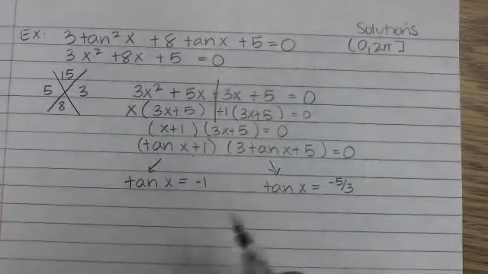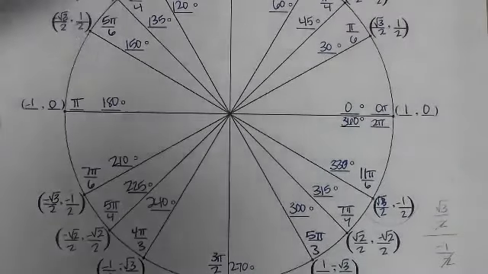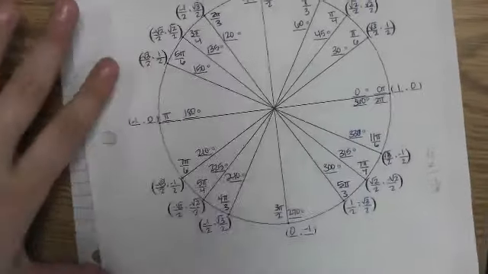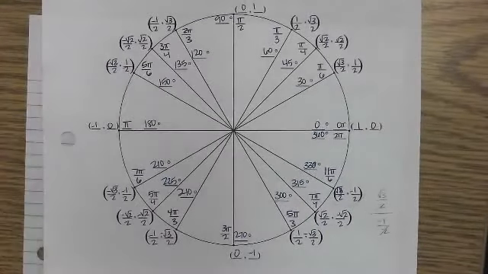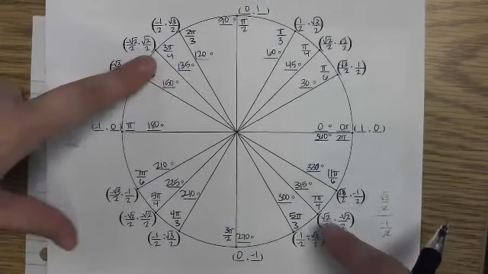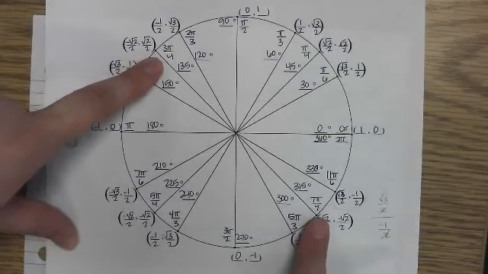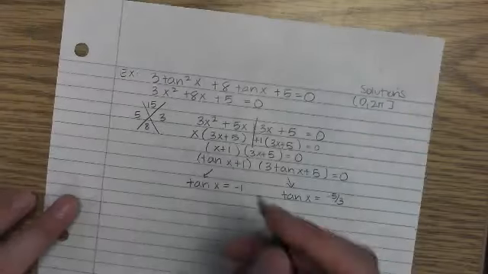So on the unit circle, if we look, where are the two places where tangent would simplify? So y divided by x would be -1. Say it one more time. 3 pi fourths and 7 pi fourths. So 3 pi fourths, 7 pi fourths.